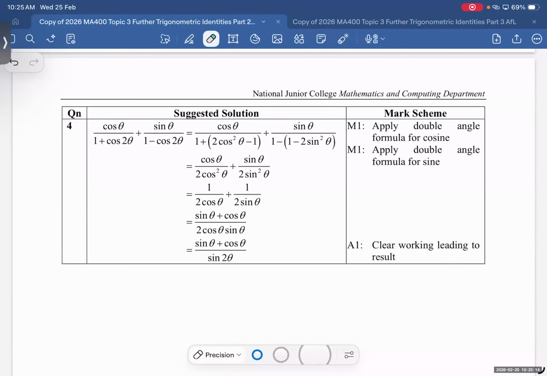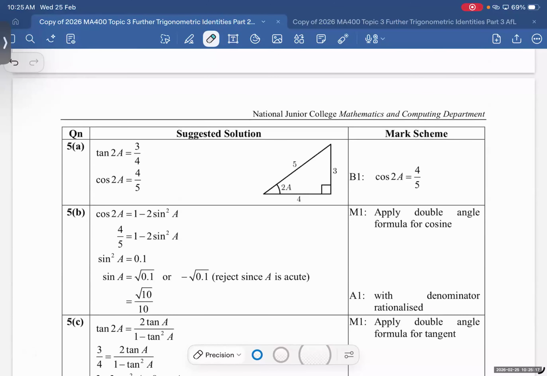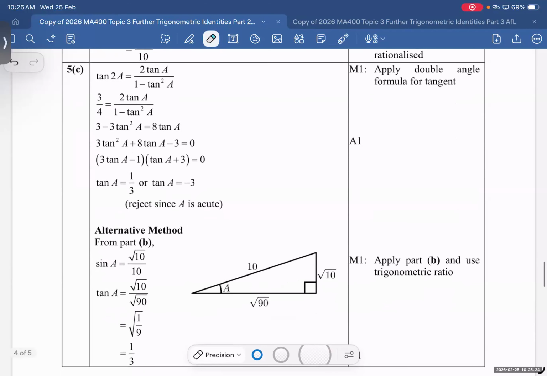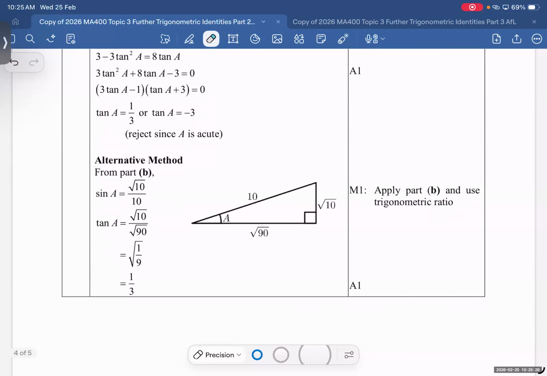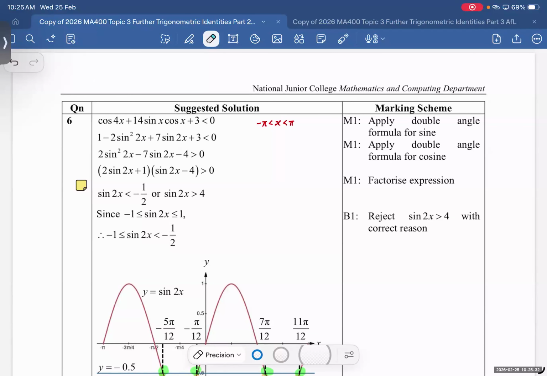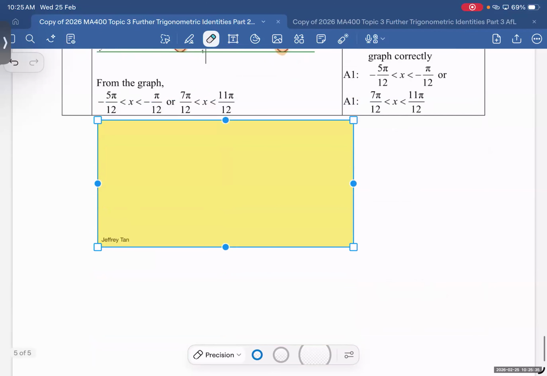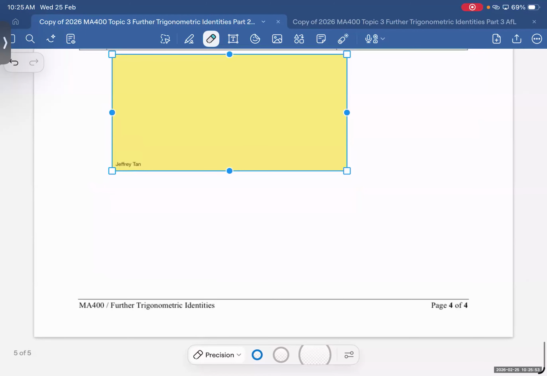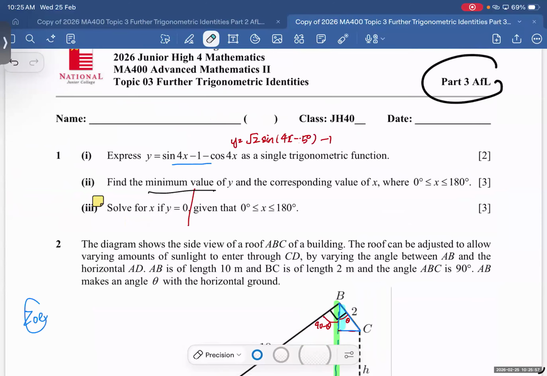Question 4 is just a show question. AFL 2 answers are on the board. Can you self-mark? Gentlemen, ladies, can you mark if you are done? Who has not finished AFL 2 yet? Quick check. 1, 2, 3, 4, 5, 6, 7, 8, 9. Yeah. Part 6. Question 6 or part 6?